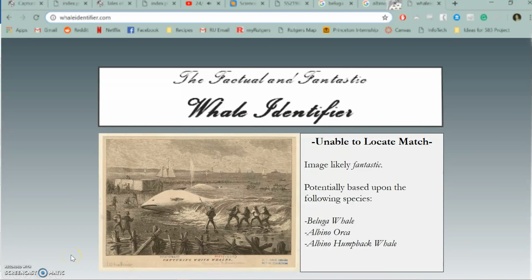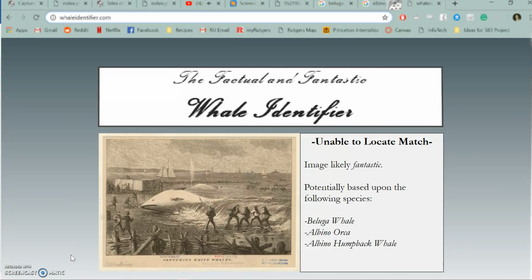So this technology would offer both archivists and people who are interested in the whaling industry or just whales in general an opportunity to identify fantastical representations of whales and porpoises. So often when we look at these prints, it's difficult to discern the actual species, and this technology would allow for us to do so.